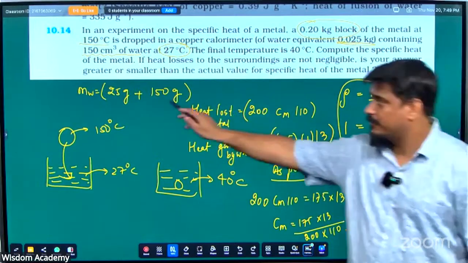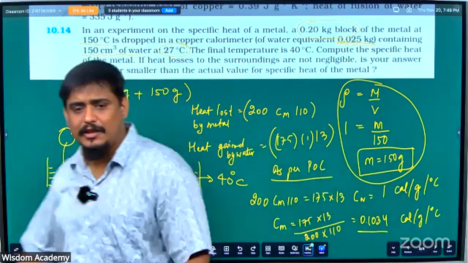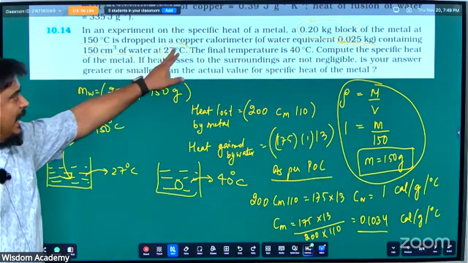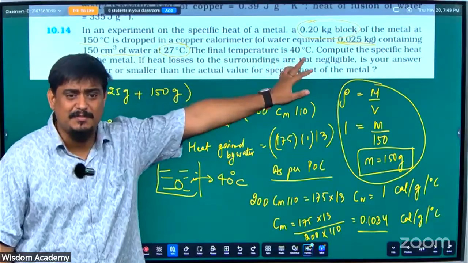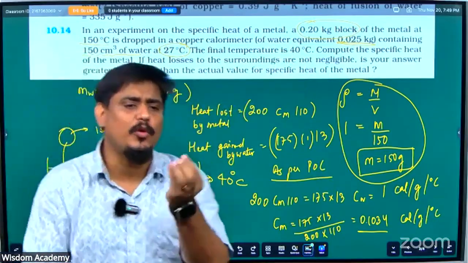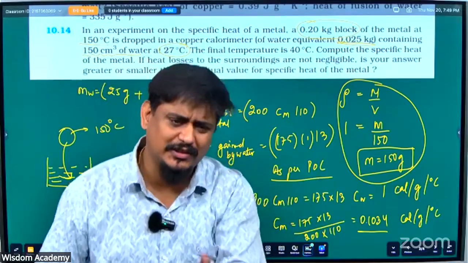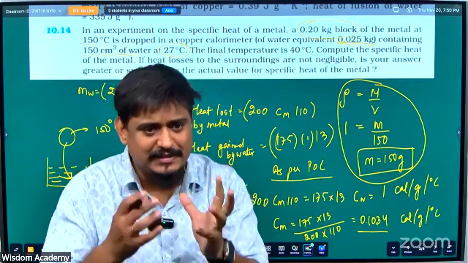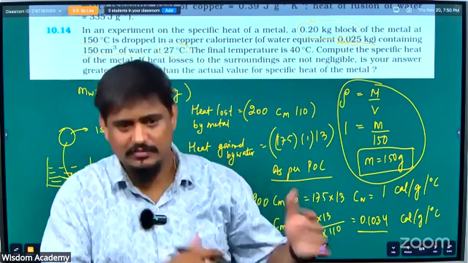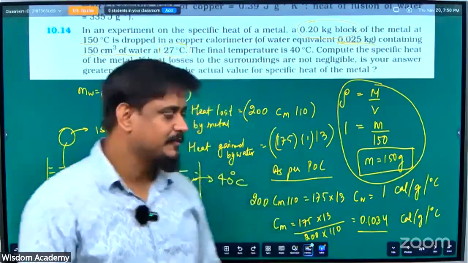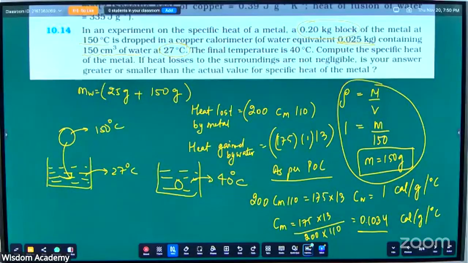This 25. Yeah, see what they told, there is a calorimeter, and this calorimeter has a water equivalent of 0.025 kg, which means this is converting into 25 grams of water. That's what they are saying. So whatever is the specific heat of water, that's all. 25 grams is given. So any problem in this question? This is the level of question expected in the exam.